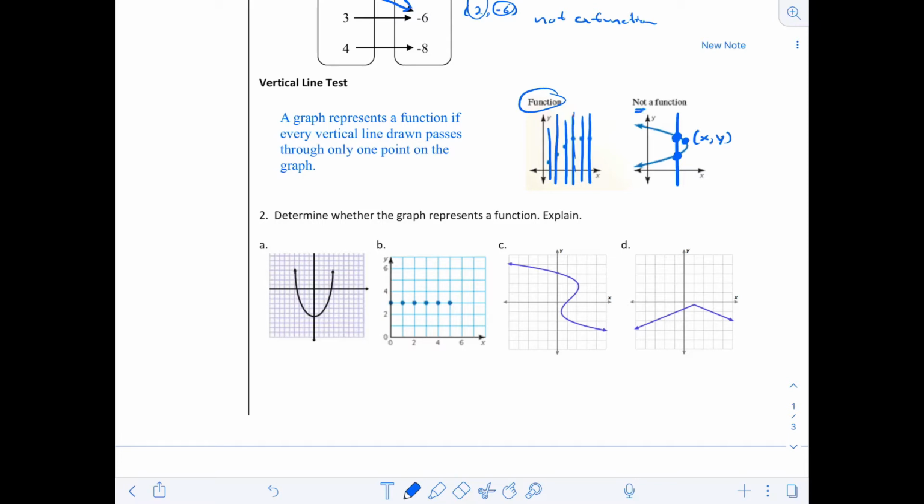So go ahead in number 2, and why don't you take a minute, pause the video, and try these on your own. See if you can figure out whether or not they're functions, and then you can start up the video to see my solutions.